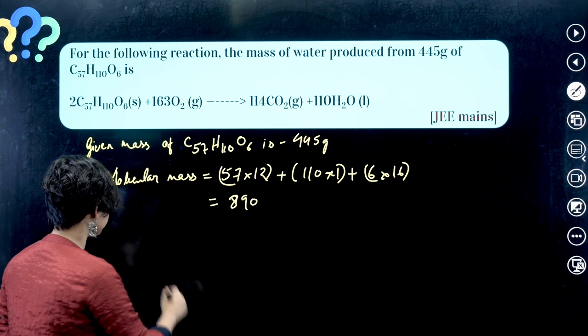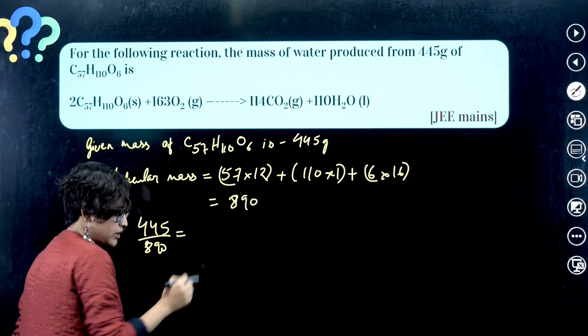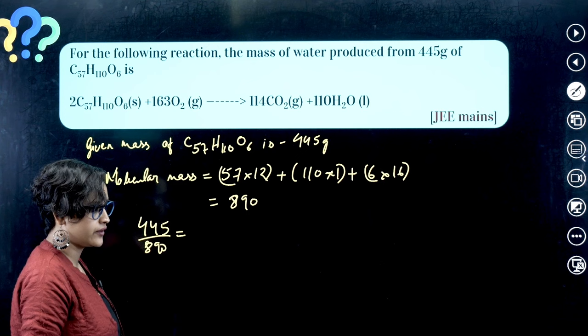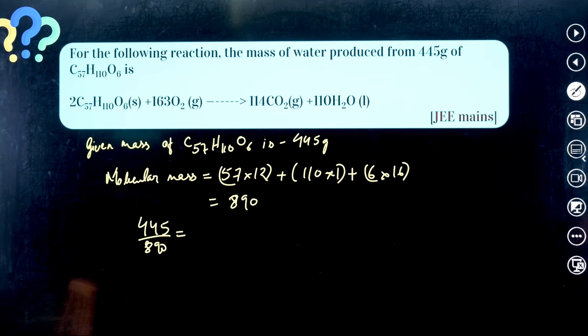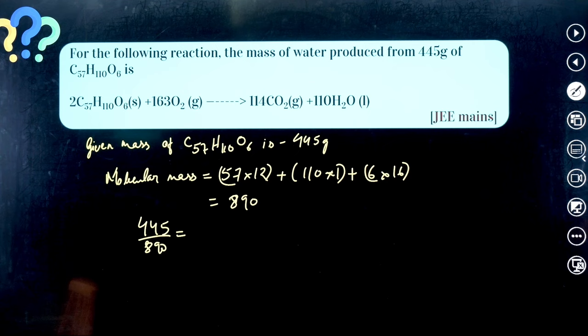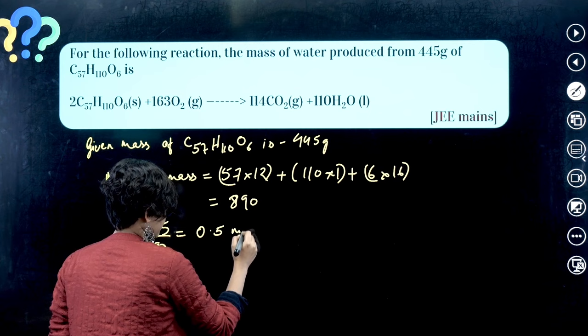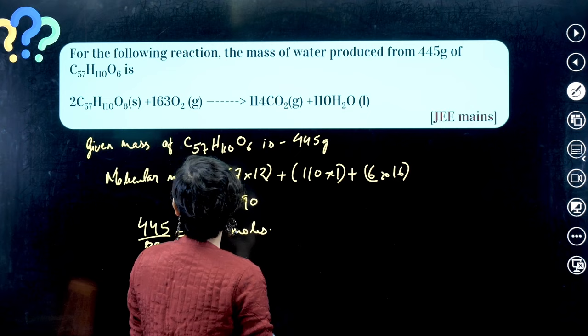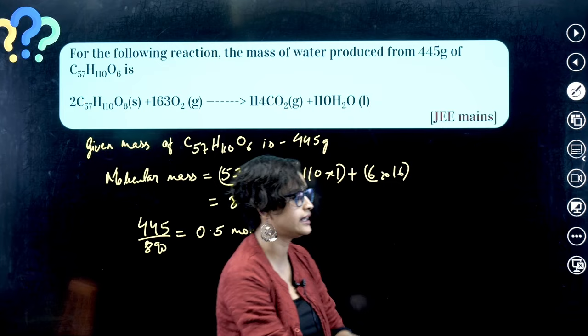Okay. Now, 445 divided by 890 is equal to how much? Let's calculate this. I need a calculator. Sorry, I'm very bad in mathematics. 445 divided by 890 is equal to 0.5. So we will have 0.5 moles. Now, check it out. 2 moles of this is giving you 114 CO2 and 110 H2O. So 2 moles of this is giving you 110 H2O.